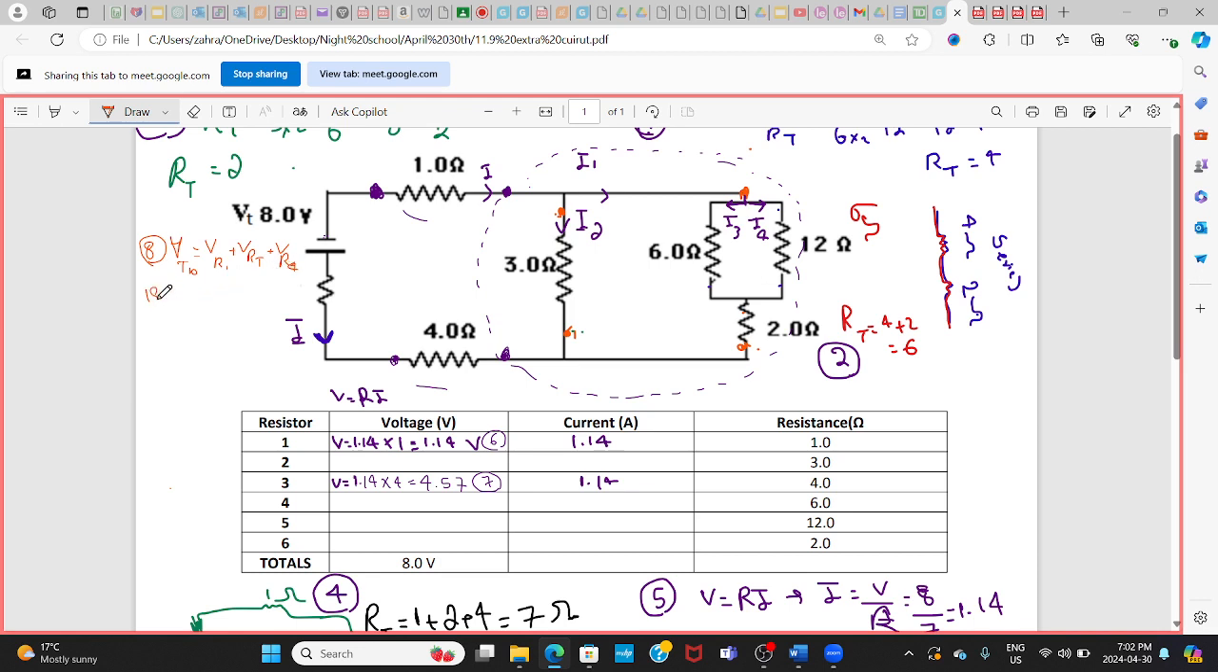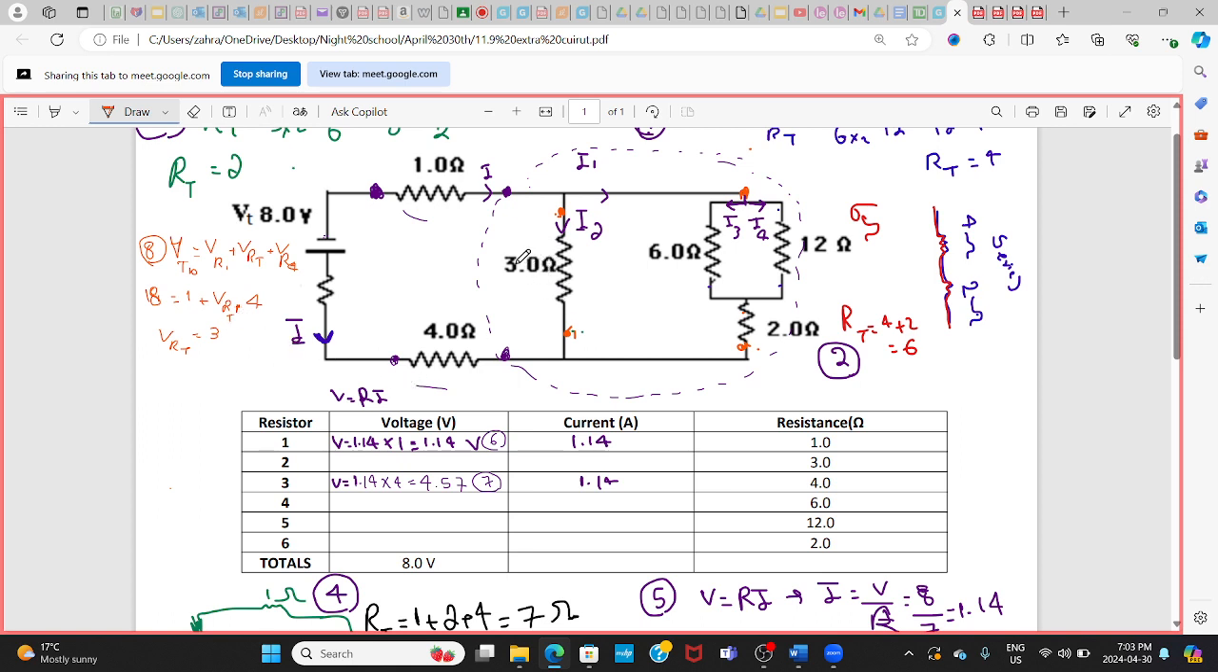So V total here is 8. R1 is 1. I don't know what is that across that, or total, I call it. VR4 is 4. Then the VR total here is going to be 3, right? So 8 minus 5 is 3. Okay? So I know the V across the whole thing is 3.